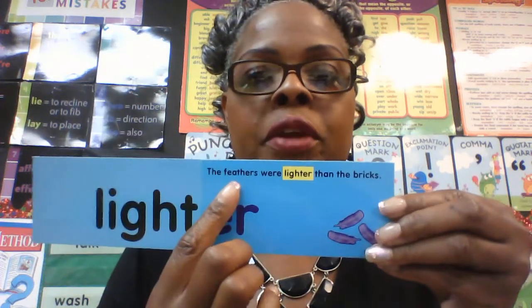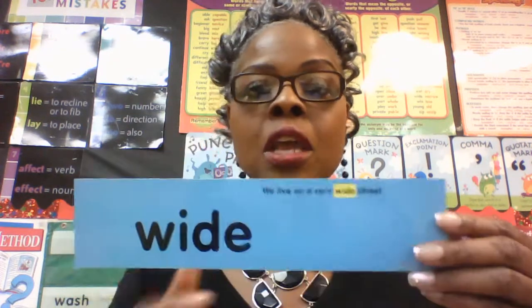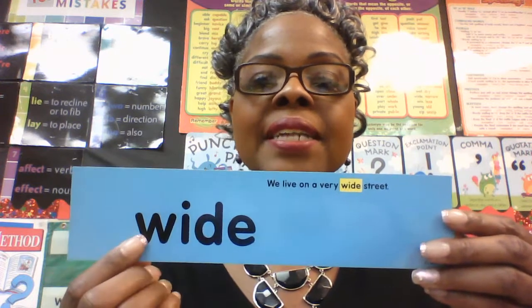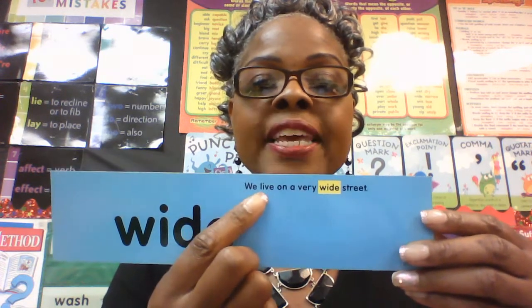Great. You should have written feathers is being compared to the bricks as far as how light they are, as far as how one thing is lighter than the other. Take a look at our last word for adding suffix er. Then we'll move to suffix est. Wide. W-I-D-E. Wide. We live on a very wide street.